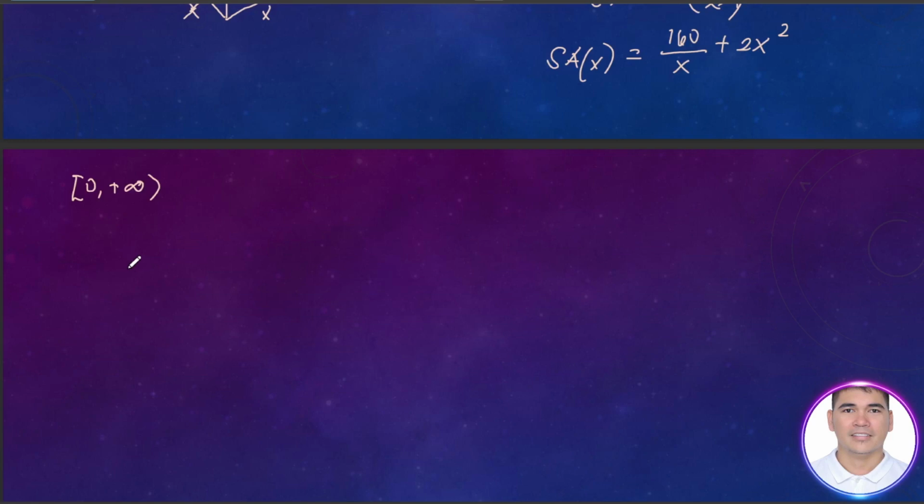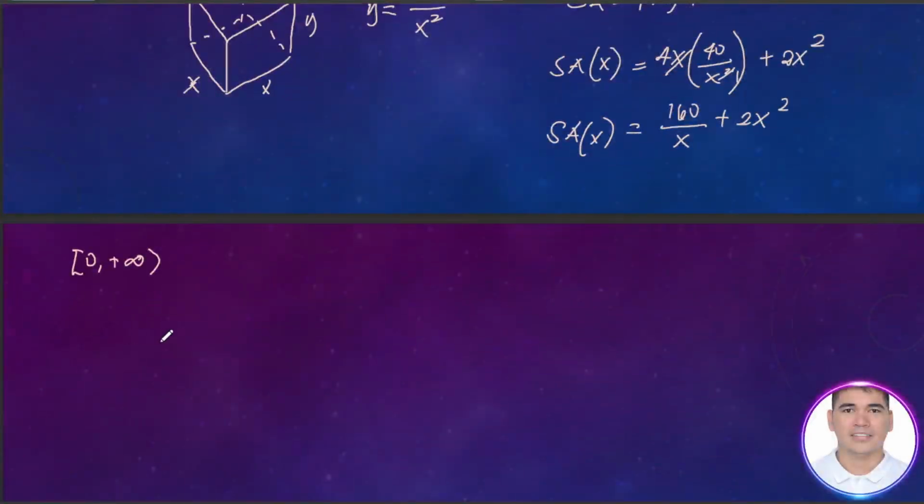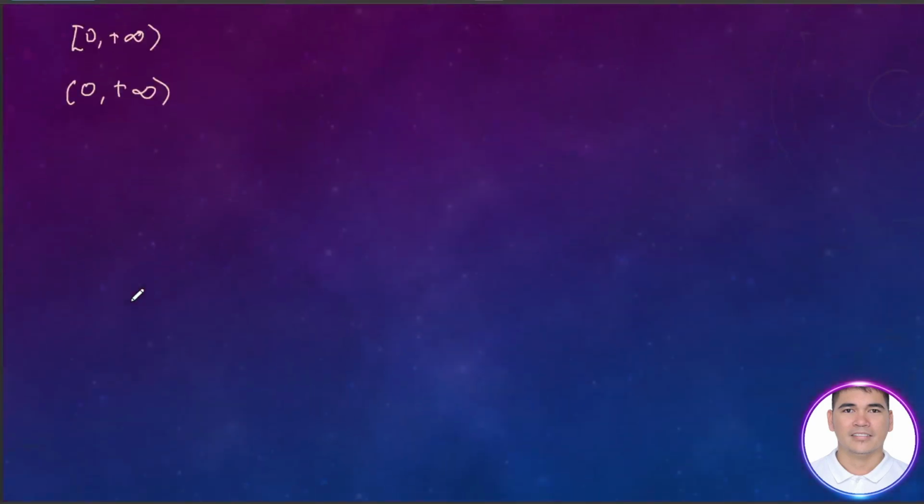Thus, if ever there is a value that makes the surface area of the box minimum or maximum, the x value must lie in the open interval. So we will not use the half-closed interval. We have the open interval 0 and positive infinity. This value, if it exists, comes from the critical number of the surface area. So now we are going to compute the critical value of the surface area.